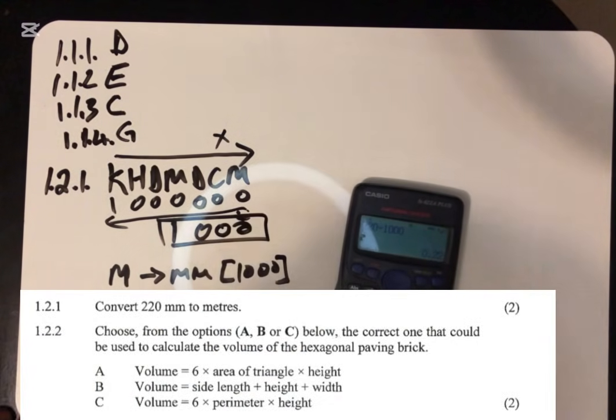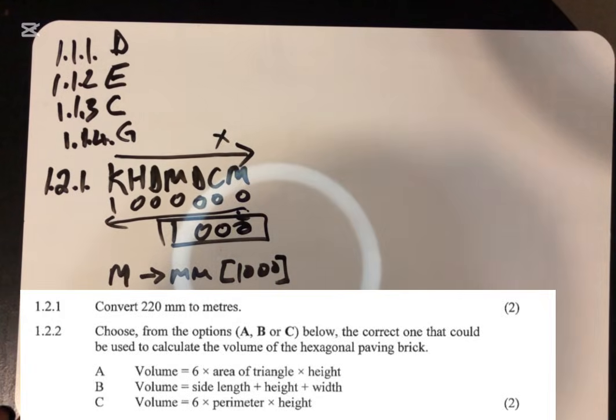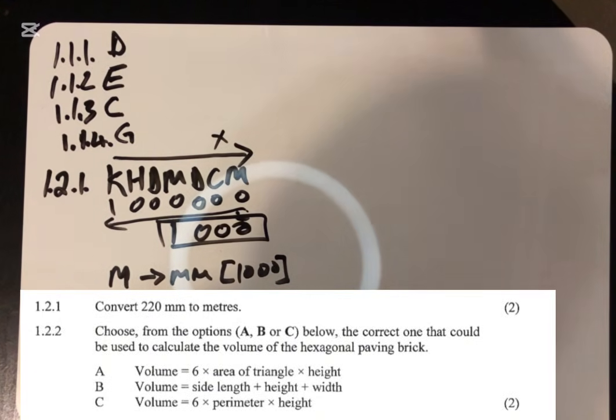1.2.2 says choose from option A, B, or C below the correct one that could be used to calculate the volume of a hexagonal paving brick. Okay, this one we can see is going to be A. You are just going to say 6 multiplied by the area of the triangle multiplied by the height. Simple as that. So we move to the next question.